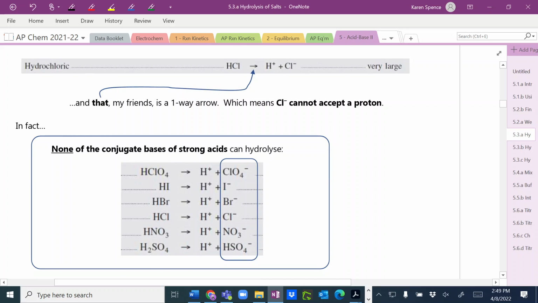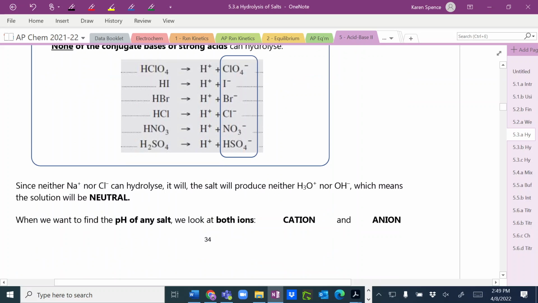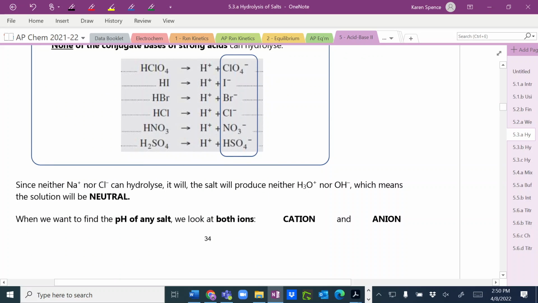Okay, none of the conjugate bases of strong acids can hydrolyze. So we have sodium, which cannot donate and cannot accept a proton. We have chloride, which cannot accept and cannot donate a proton. So we're not making OH-, we're not making hydronium, which means the solution will be neutral. Yes? So to find the pH of any salt, you need to look at both the cation and the anion.